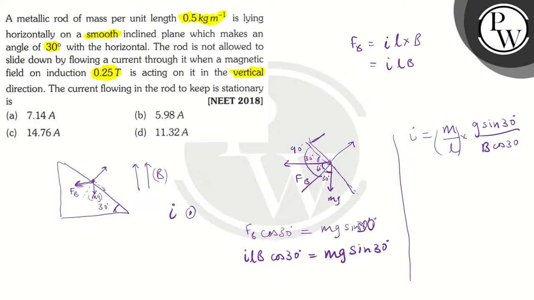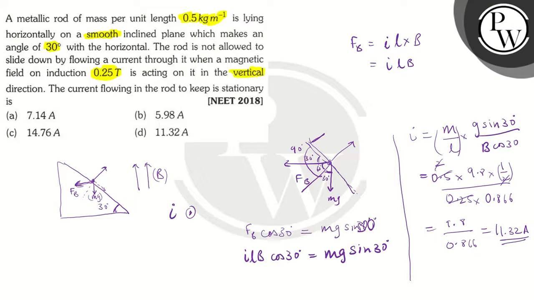So let's substitute this value. M by L is nothing but the mass per unit length, so we can write this as 0.5. The value of g we know is going to be 9.8. Sin 30 is 1 by 2. We know the value of B is given as 0.25, and cos 30 is root 3 by 2, which simplifies to 0.866. So on cancelling 0.25 and 0.5, we get a value of 2, and 2 and this 2 can get cancelled. So finally we have 9.8 divided by 0.866, which on solving gives the value around 11.32 amperes.